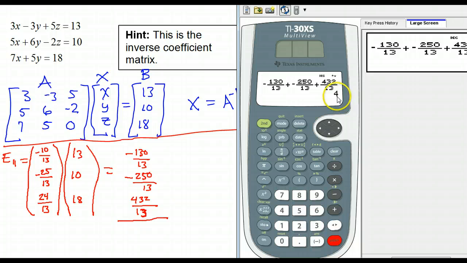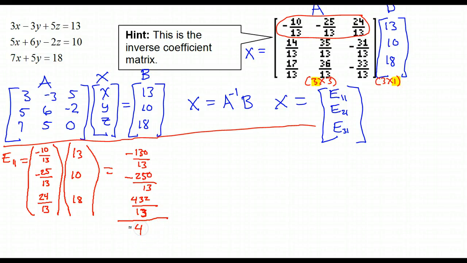Alright, put all that together, you get 4. All this stuff boils down to just 4. So 4 is our first element. Alright, our first element is 4. Now we just got to do that 2 more times.